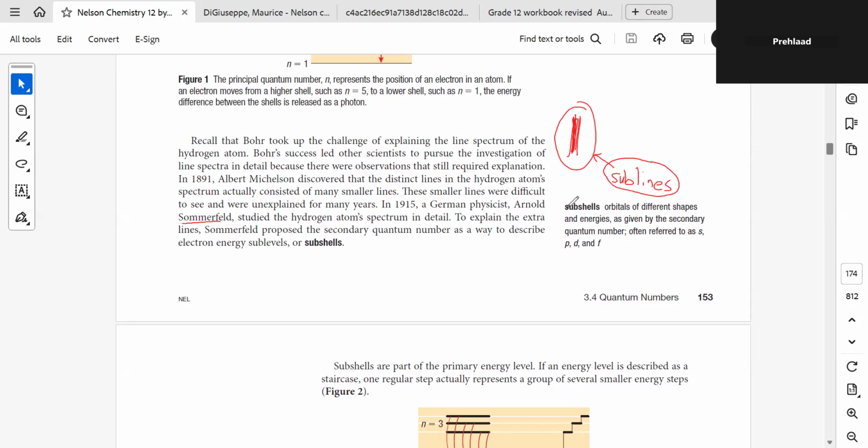Sommerfeld suggested that this is because of the subshells. So what are subshells? Orbitals of different shapes and energy as given by the secondary quantum number, often referred to as s, p, d, f. Can you write that down? Is that a type of quantum number as well? Yes, it's the secondary quantum number.